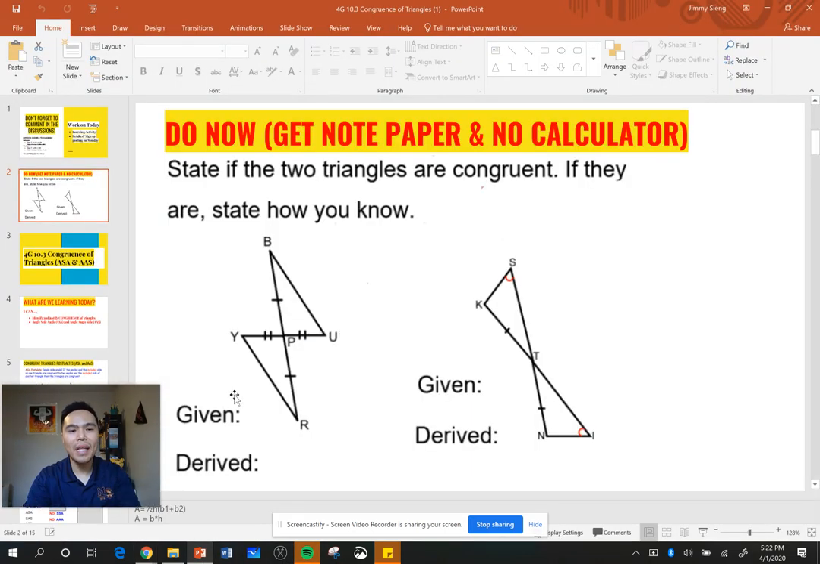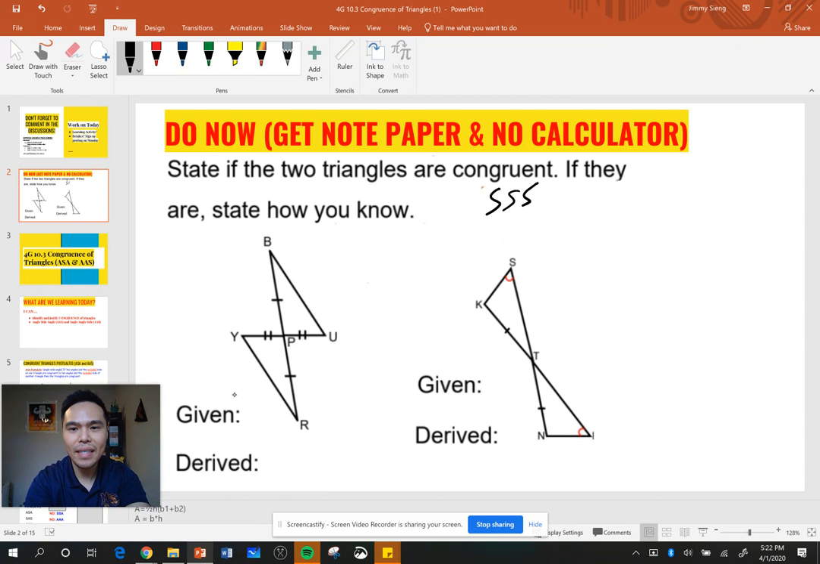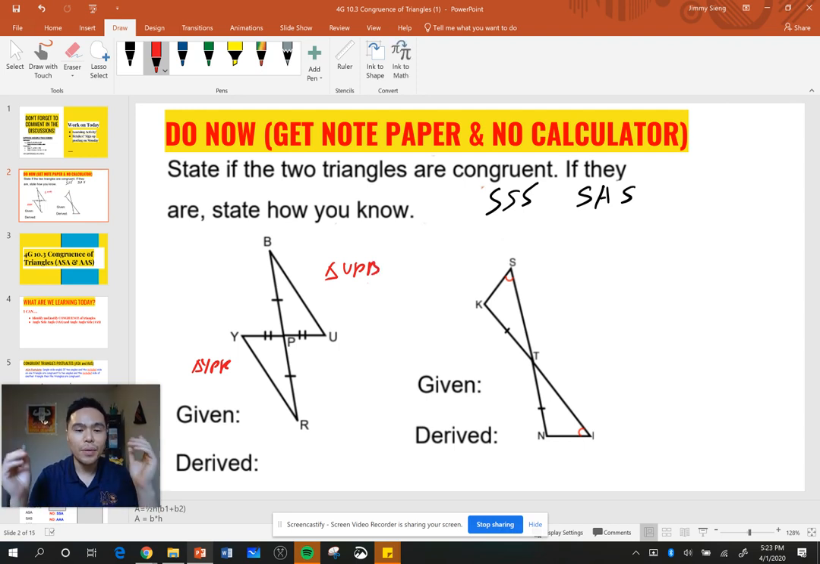So remember, last time we've been learning about side, side, side, and side, angle, side. So let's keep on using that, okay? Look at my first two triangles here. I have triangle YPR and triangle UPB, right? So it looks like I have some things that are given to me. BP is congruent to RP, and then we also see that YP is congruent to UP.